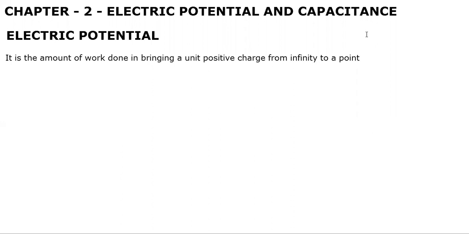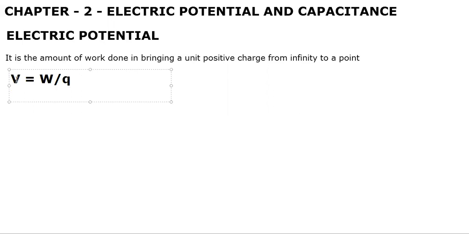See, potential is something which can be calculated when some work is done. So to know someone's potential, he has to do some kind of work. So if it has an electric potential, the work has to be done by a charge or an electric field. So it is the amount of work done in bringing a unit positive charge from infinity to a point. The symbol of potential is V, and its basic formula is W by Q. Work done in bringing a unit positive charge.